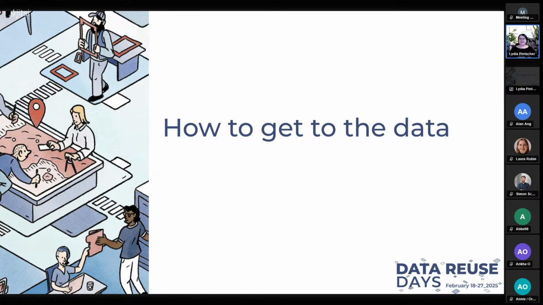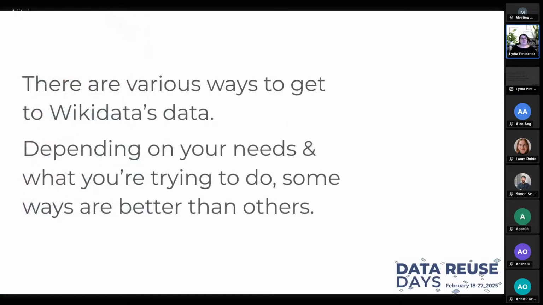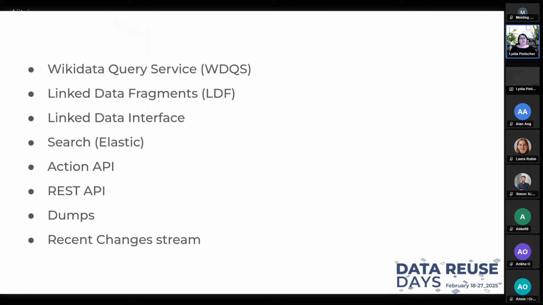Now, all of this is great, but how do you actually get to the data that Wikidata has? There are several ways, and some of them are better for some use cases than others, and I will give you some tips about what's there and when to use what. So here's an overview of the main ways we provide to access Wikidata's data, so APIs and similar. And I will go through each of them in a second.